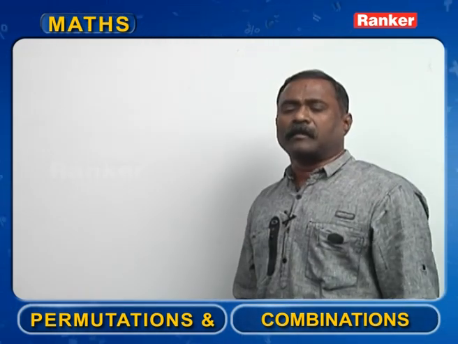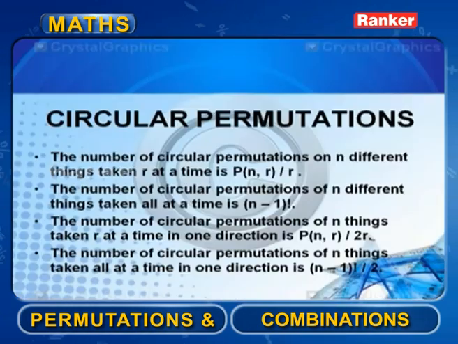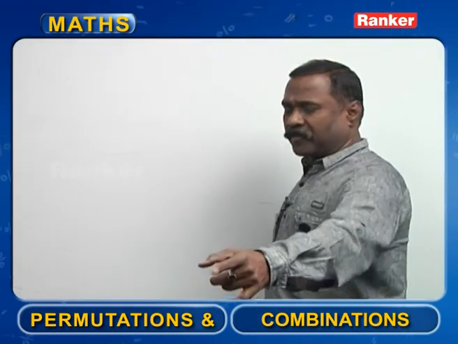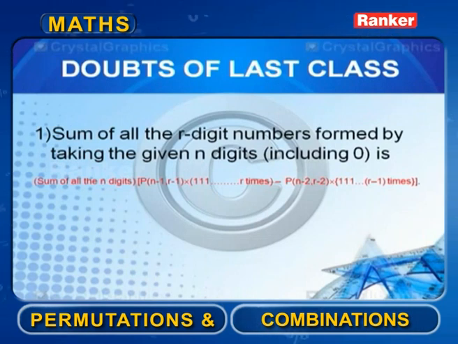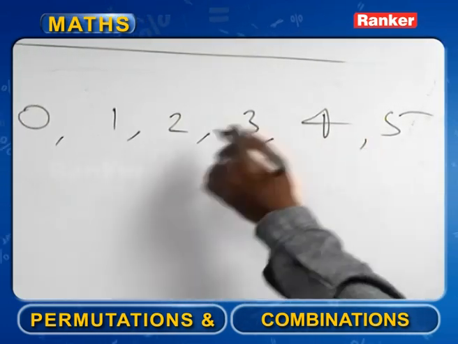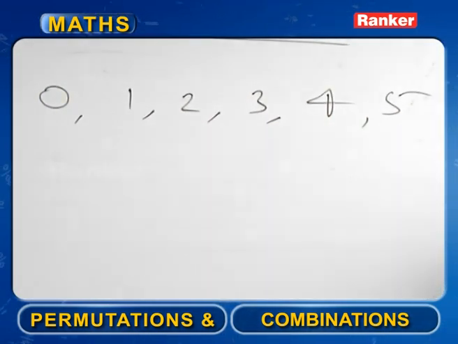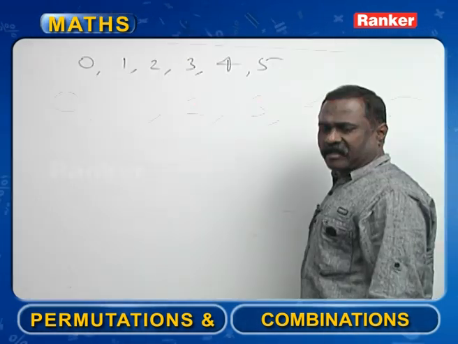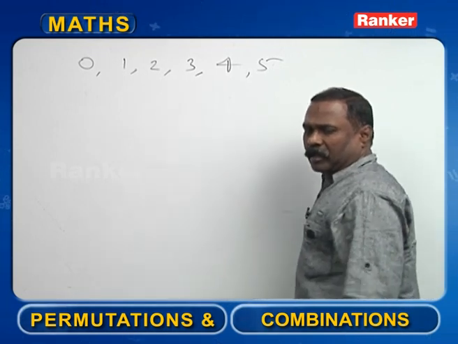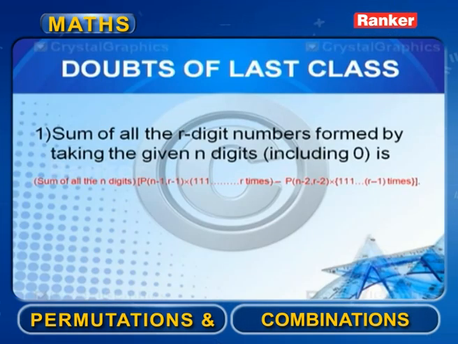Okay, now go to the next slide. Next is circular permutations. Before going through the circular permutations, let us see yesterday's doubt, that is the fifth slide. Yesterday one girl asked this doubt: whenever 0 is included in getting the summation of different numbers formed, let us suppose 4-digit numbers formed from this, then what should be the formula? That is the last class doubt.